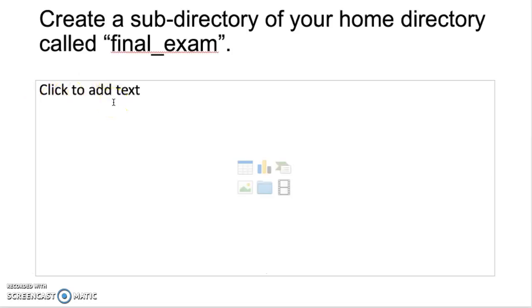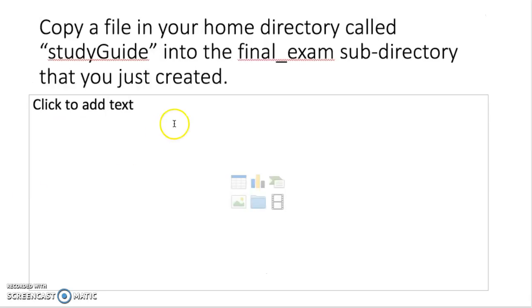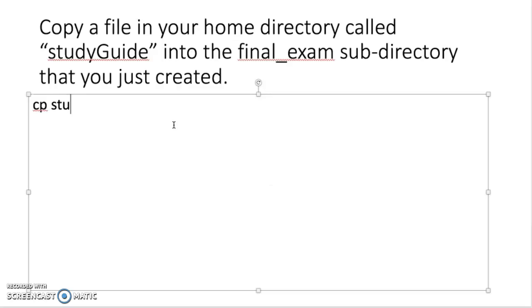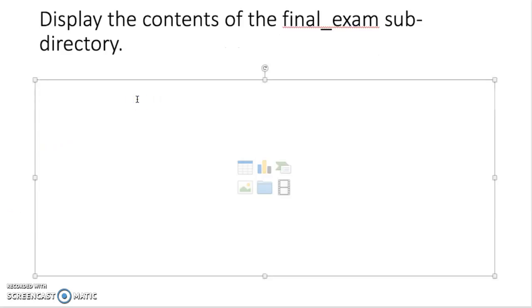In order to create a subdirectory of your home directory called final_exam, we're going to do mkdir, and because it's going to be called final_exam, we type in final_exam, semicolon. Then, to copy a file in your home directory called study guide into the final_exam subdirectory that we just created, we're going to use cp, remember, study guide, and then final_exam, semicolon. Next, in order to display the contents of the final_exam subdirectory, we would use the list command, ls, and then final_exam.